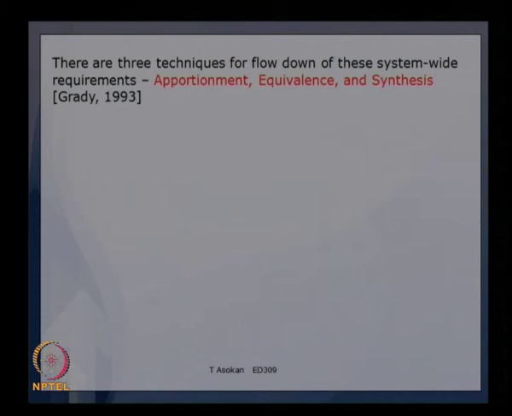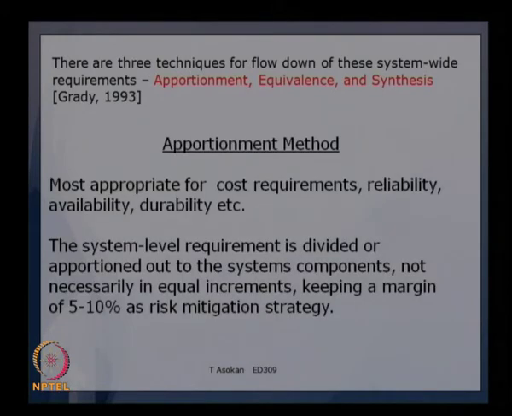One is known as the apportionment method, the other one is known as the equivalence method, the third one is the synthesis method. These are all by Grady, who proposed it in 1993. So, we can use any one of these methods to allocate the system wide requirements to its components. If you look at the apportionment method, it is basically providing the actual system wide requirements in a proportional manner to different components. The most appropriate for this kind of method are the cost requirements, reliability, availability, durability, etc. So, these can actually be apportioned among the components.